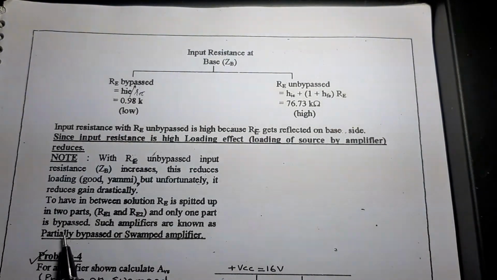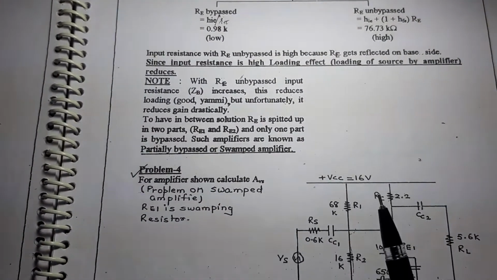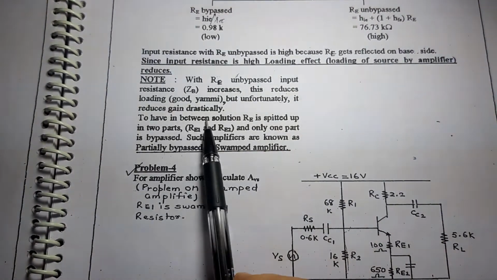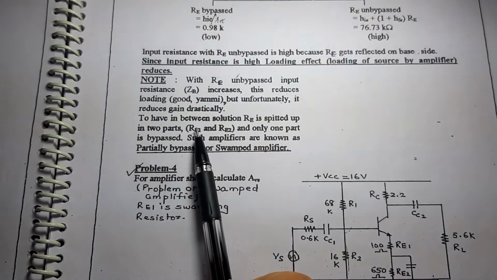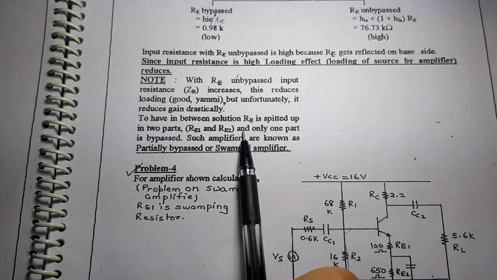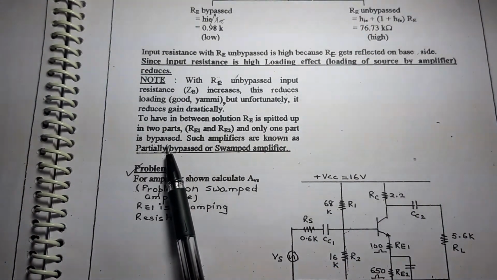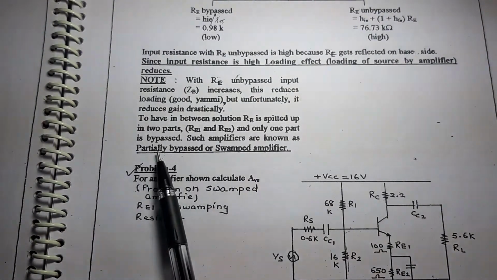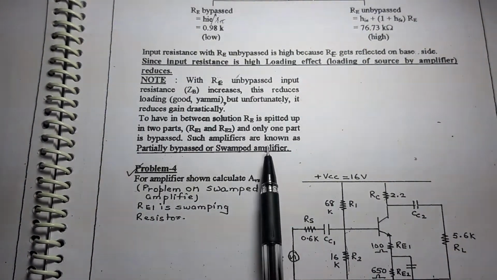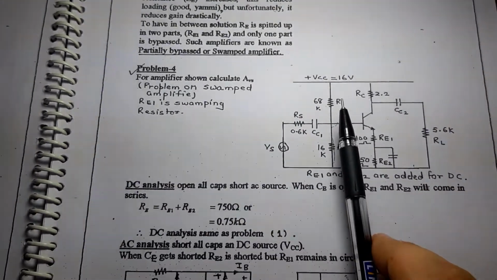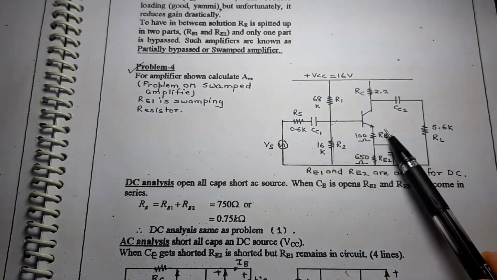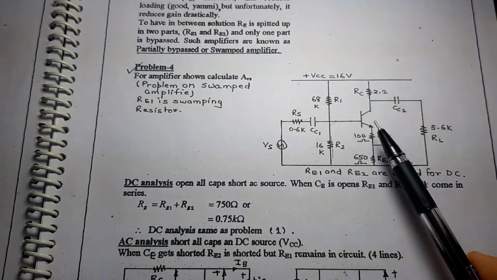So to have an in-between solution, RE is split up into two parts, RE1 and RE2, and only one part is bypassed. Such amplifiers are known as partially bypassed or swamped amplifiers. The problem whose diagram we are going to discuss now has a swamped amplifier.